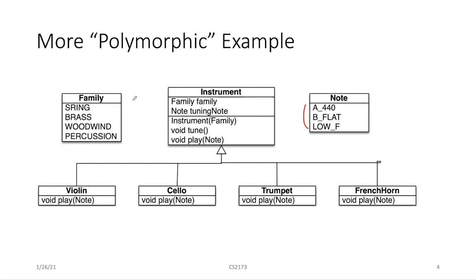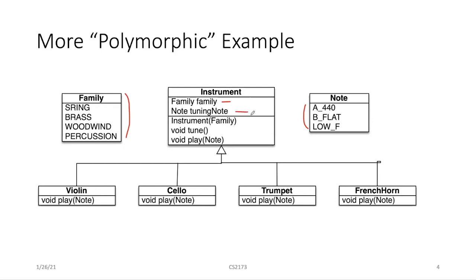But for this example, I wanted to define a second enum. This is an enum as well, called Family, because in the orchestra there are four different families of instruments. And so the idea is that the Instrument class would have an instance variable of type Family that would say what family it's from.